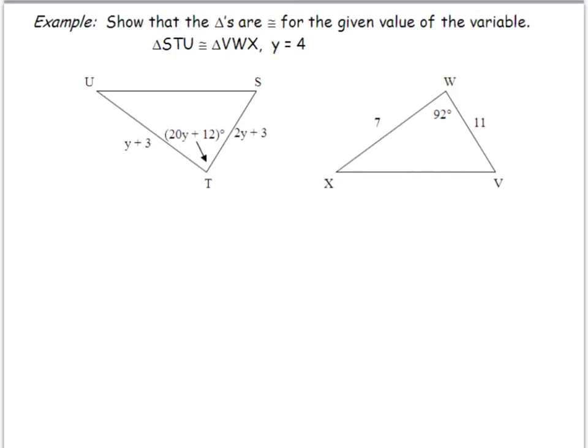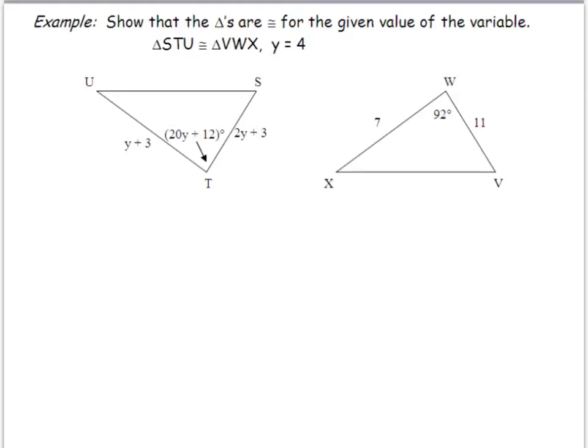Alright, you guys, so this example asks you to show that the triangles are congruent for the given value of the variable. So they give you one triangle that has things labeled, like UT is y plus 3, angle T is 20y plus 12, and ST is 2y plus 3. And then they give you another triangle where you actually have the values. Well, let's take a look here.